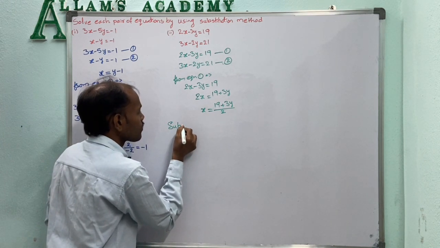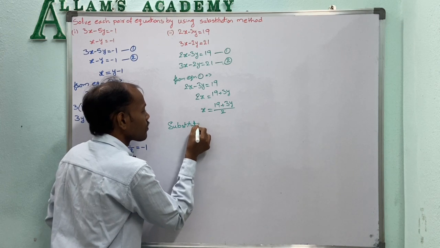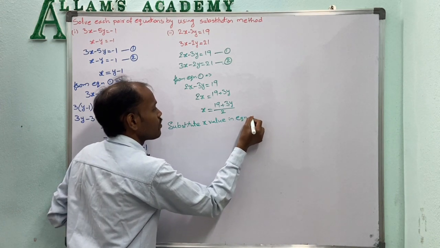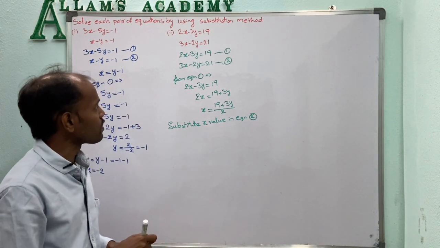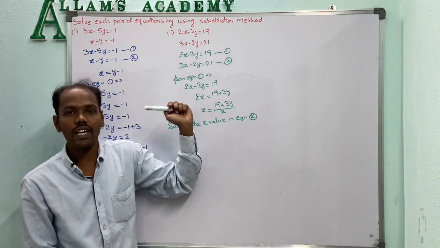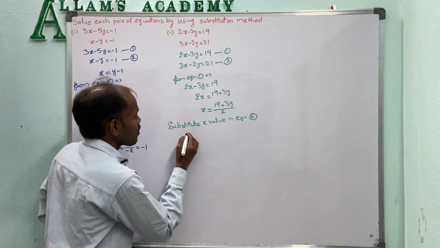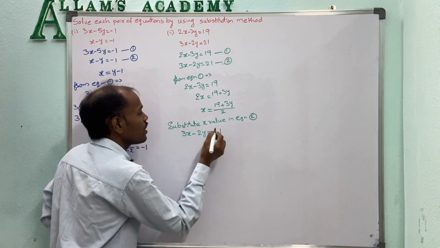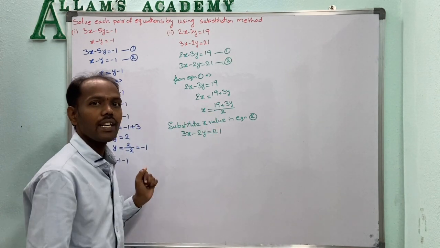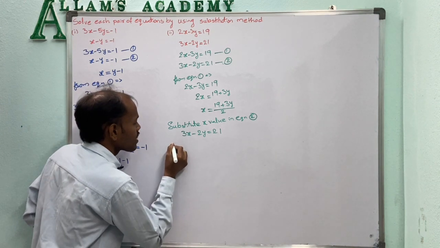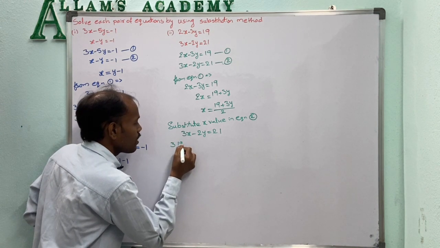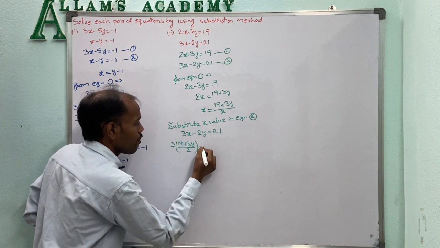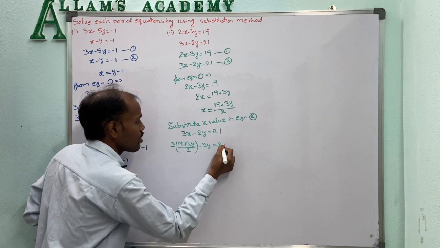Now we substitute this x value in equation 2. If we substitute the x value in equation 2, we get the y value. The second equation is 3x minus 2y equal to 21. In the place of x, I am writing (19 plus 3y) by 2. So 3 into (19 plus 3y) by 2 minus 2y equal to 21.